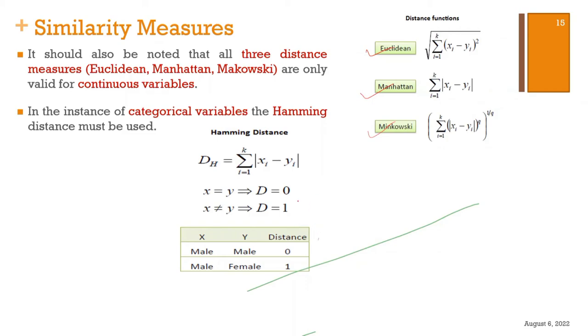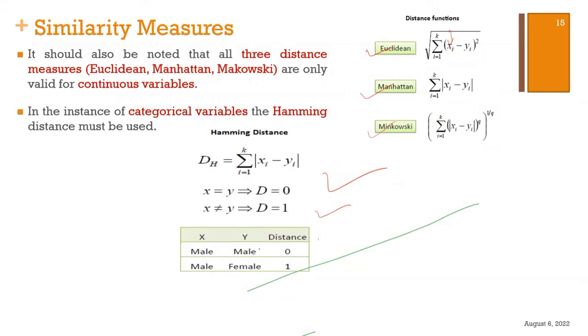Now, this is the formula for the Hamming distance. You want to see the distance between one sample and the other. For example, you have sample 1, and you see what is the distance between this sample and the other one. We're going to have an example to demonstrate why the Hamming distance is given like this.